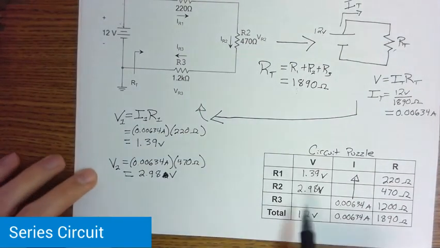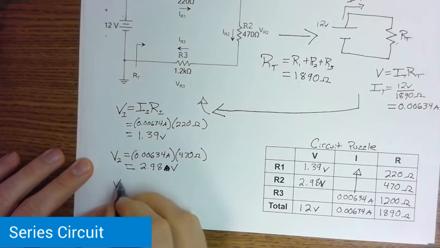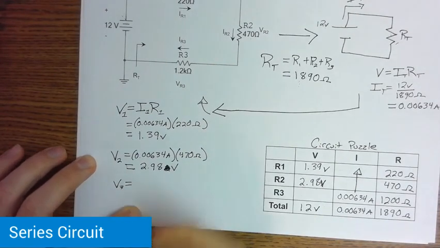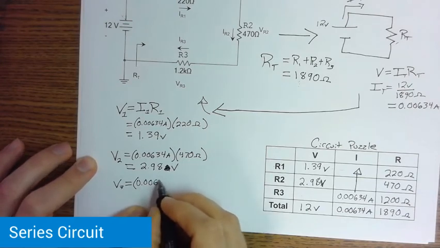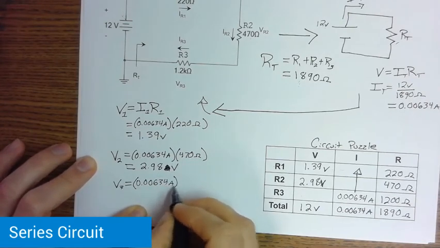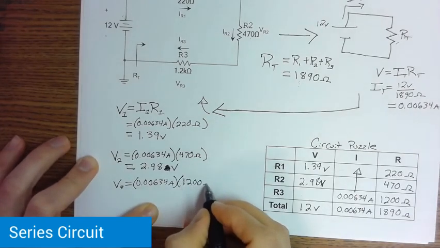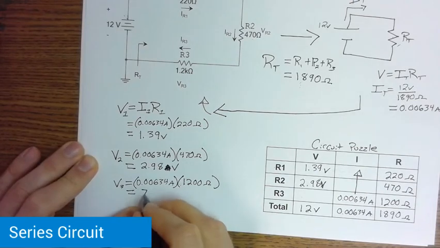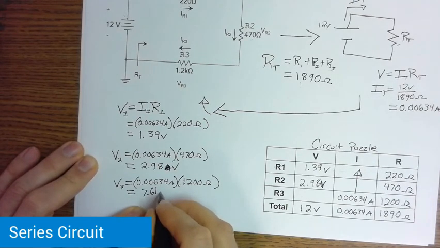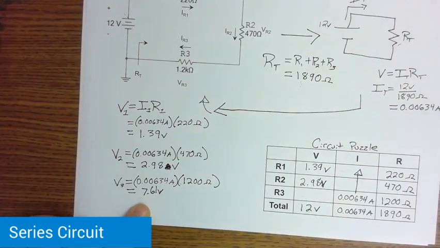Then we've got a couple things we can do with that R3. I'm going to go ahead and calculate it because I know the numbers. So V3 is our total current times our resistance. And we should get 7.61 volts. So we could plug that in here.